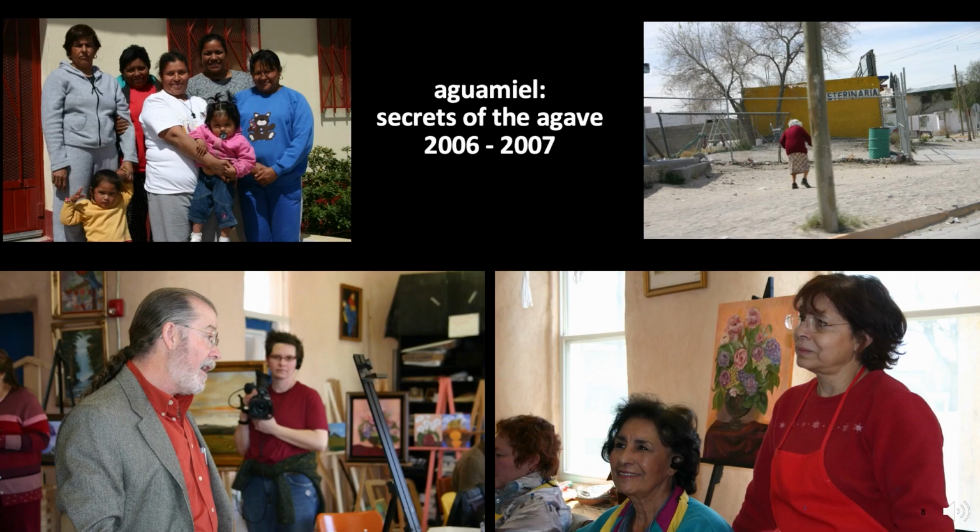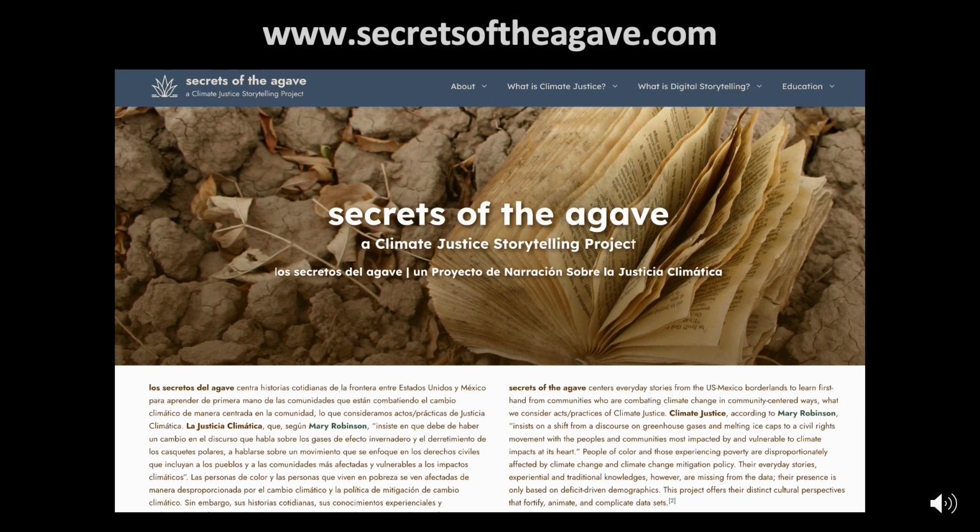My climate justice related project started in 2006, rather kairotically and kin-centrically, as a film called Awamiel: Secrets of the Agave, which focused on the U.S.-Mexico borderlands where Texas, New Mexico, and northern Chihuahua, Mexico meet. Today the project is called Secrets of the Agave, a climate justice storytelling project, and is rooted in everyday stories from the U.S.-Mexico borderlands. Here you can see the homepage of the project's website in both Spanish and English.